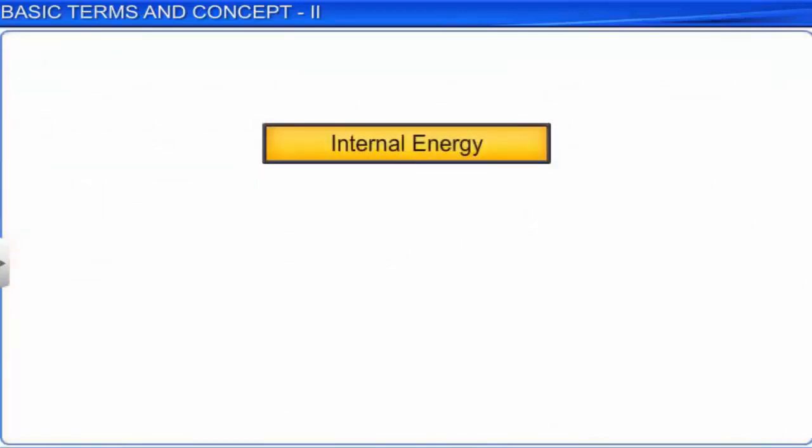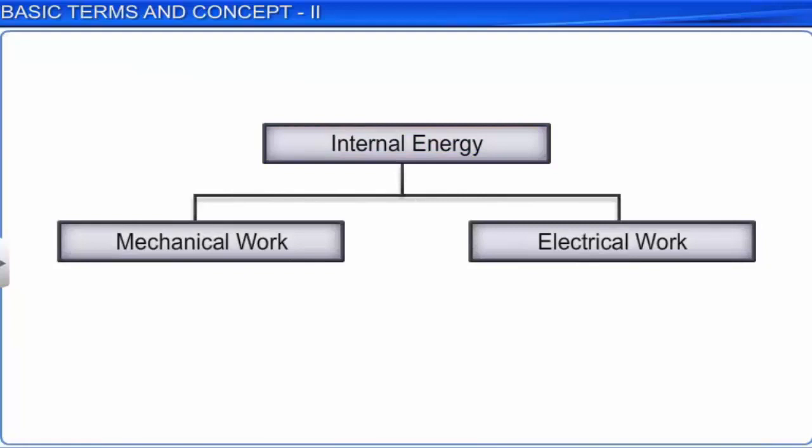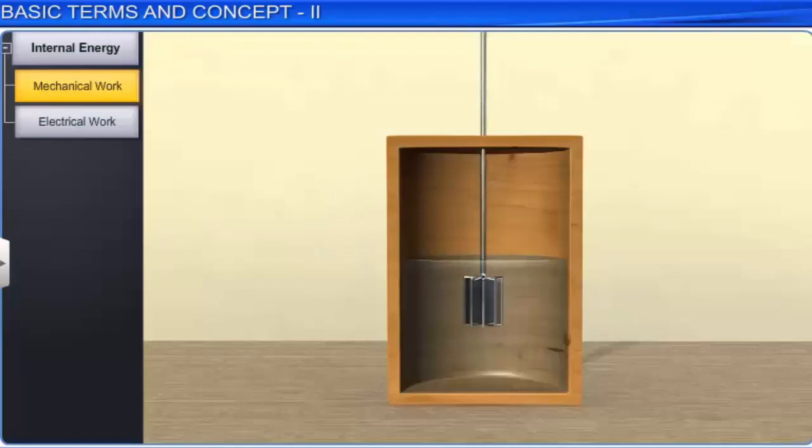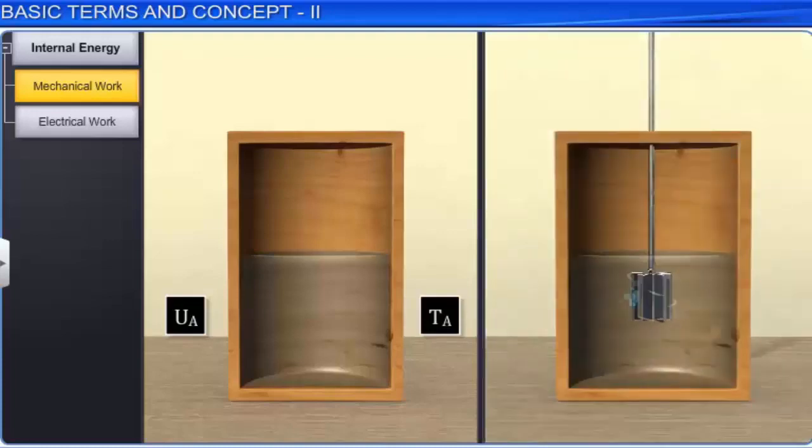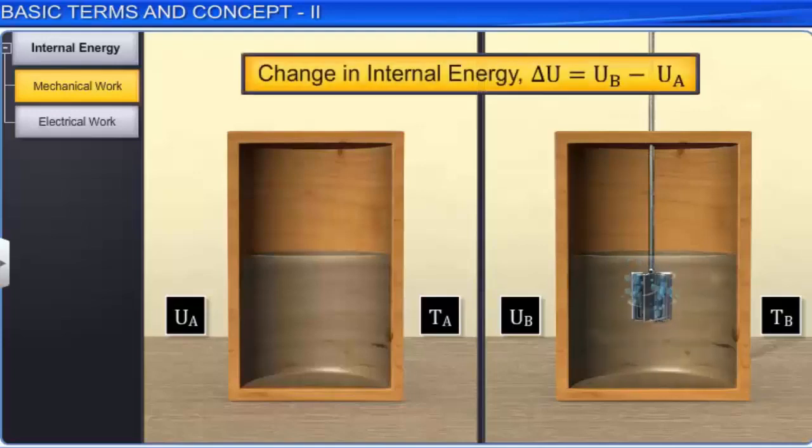We can bring a change in internal energy in a system in two ways. In the first method, internal energy can be increased by doing some mechanical work, for example, by churning the water. Let UA be the initial internal energy of the system at temperature TA. After churning, internal energy changes to UB as temperature increases to TB. Thus, the change in internal energy is given by delta U equals UB minus UA.